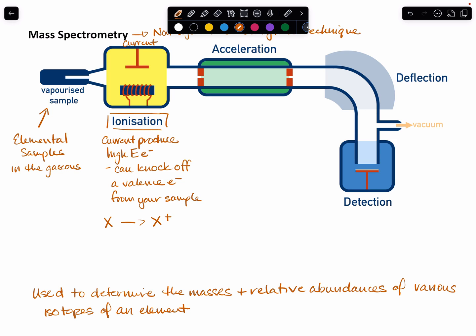All right, now in the acceleration chamber, these positive ions are propelled down the chamber from a positive plate to a negative plate. They are repelled by the positive plate, attracted to the negative plate. All right.